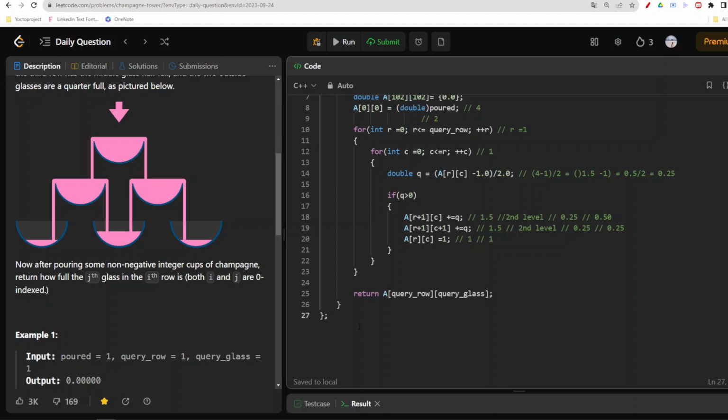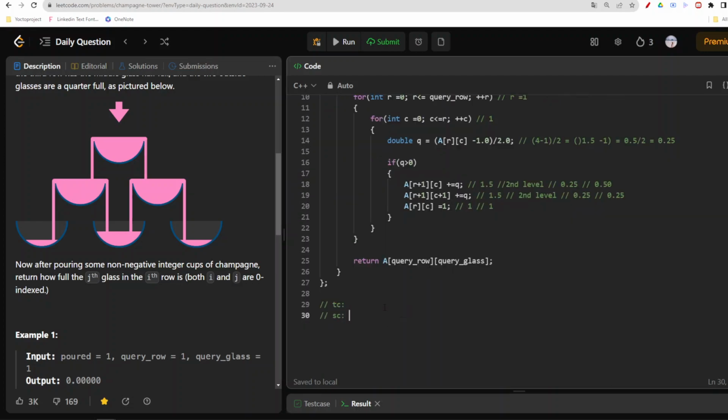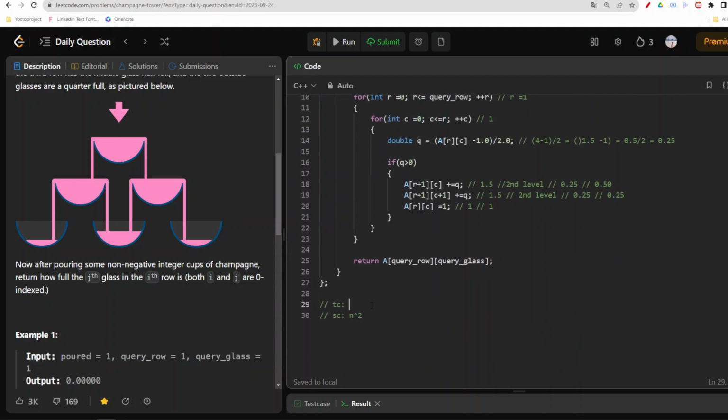So now comes the part of the time complexity and the space complexity for the same. For space complexity, you can clearly see that we are taking 102 into 102, basically n square is the space complexity here. And for the time complexity, we are going up to row query and this is going till whatever row we are going ahead. So basically again, the time complexity is also n square.